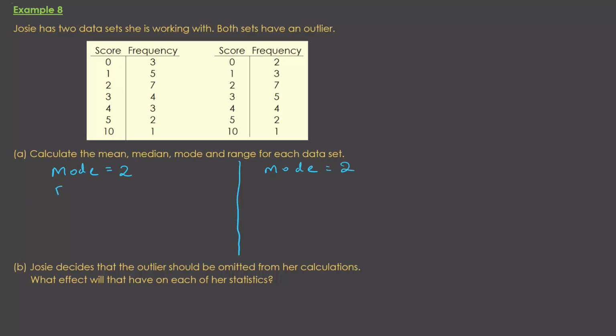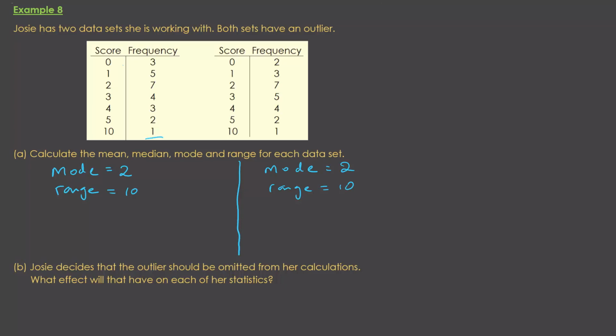I'll do the range as well because the range is nice and easy. So the highest piece of data here is 10. Here the lowest piece is 0. So the range is 10, and it's the same for this second data set.